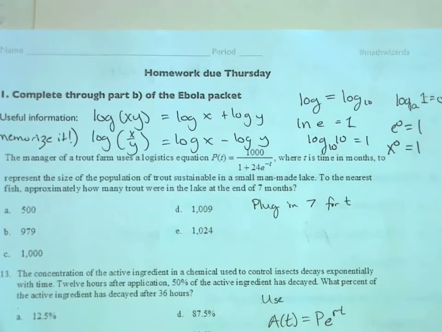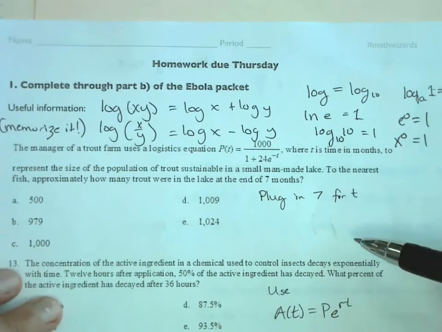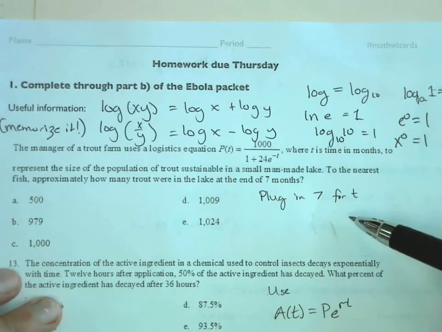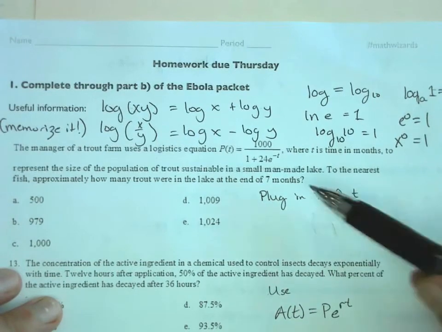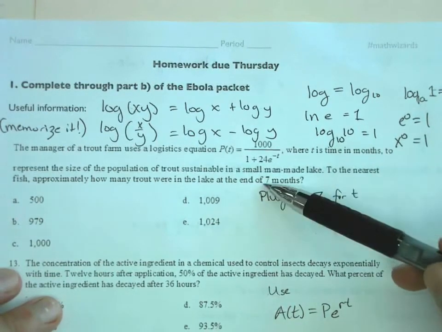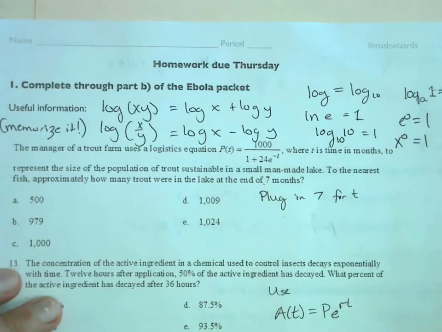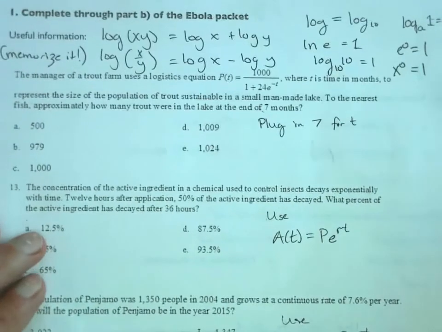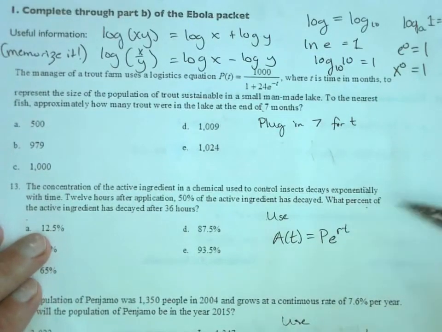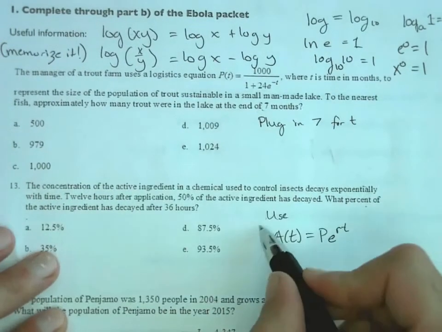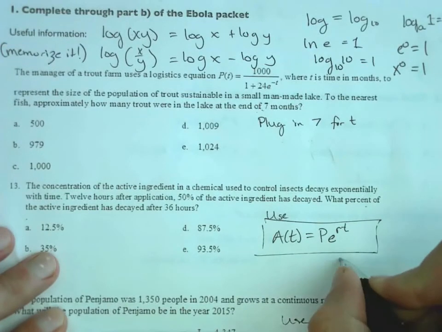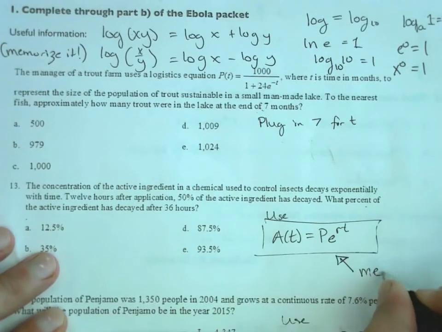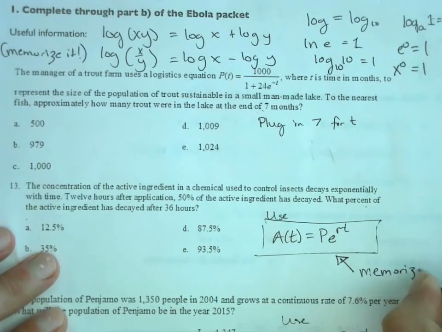So for this problem here, the only thing I wrote down was plug in 7 for t. Once you read the problem, you'll see 7 months, t is in months, so you simply plug it in. The equation you need to use is this one here. Use this equation, which means you need to memorize this equation. It won't always be given to you.